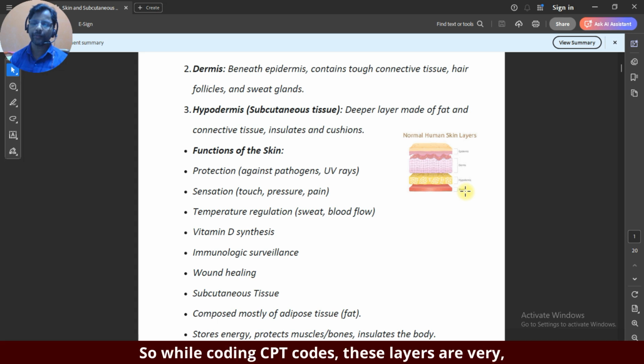While coding CPT codes, these layers are very important. You need to code based on the origin of the lesion. If the patient has a lesion and an excision is performed from these areas, we need to code CPT codes based on the area. From the integumentary system we have a separate set of codes, and from the musculoskeletal system we have a separate set of codes if the patient undergoes excision of lesions from those areas.